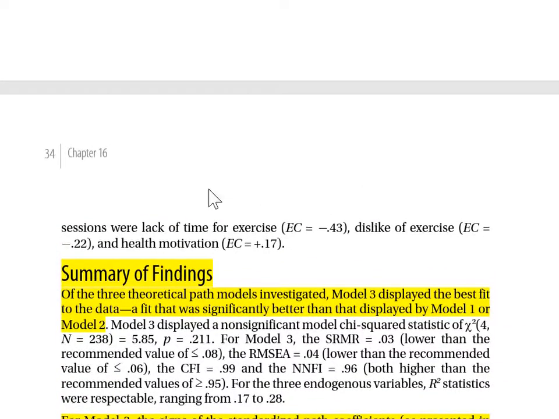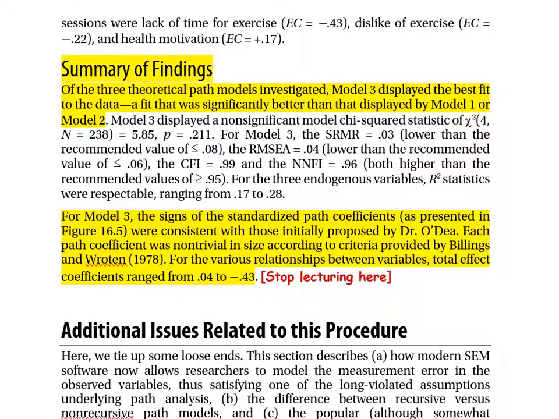We get to the end of our chapter. I am on page 34. Summary of findings. Of the three theoretical path models investigated, Model 3 displayed the best overall fit to the data, a fit that was significantly better than the fit displayed by Model 1 or Model 2.